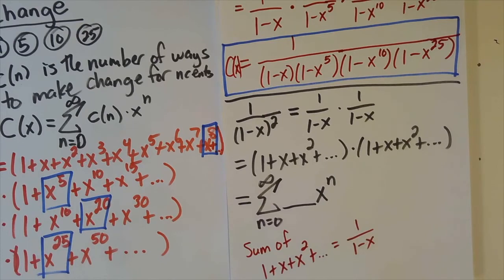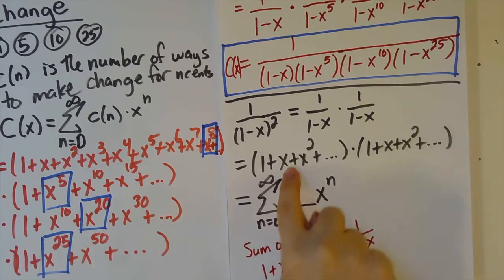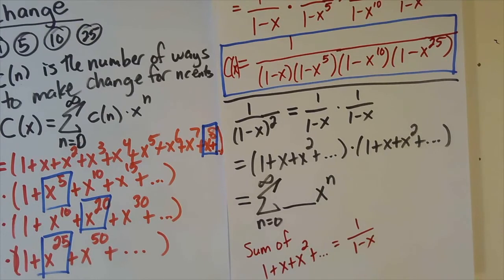How many ways are there to choose something on the left and something on the right that'll give me an x to the 8th? Well, I could pick 4 and 4, or 3 and 5, or 2 and 6, or whatever. And ultimately, if you think very carefully about this, you'll figure out that the answer is n plus 1.